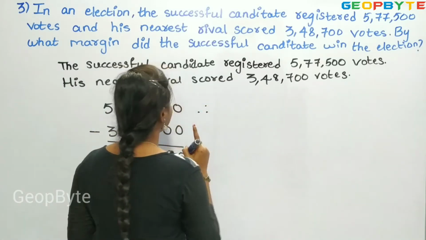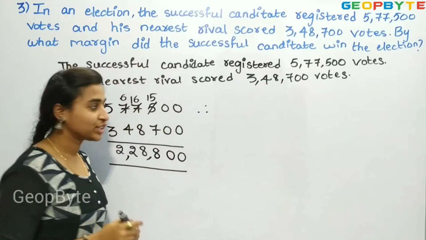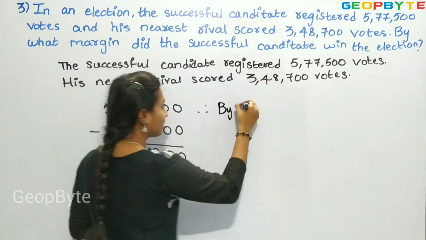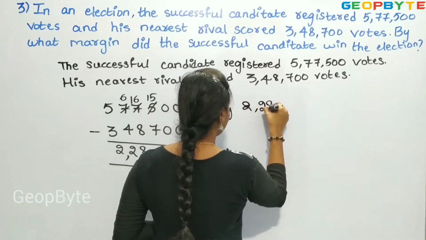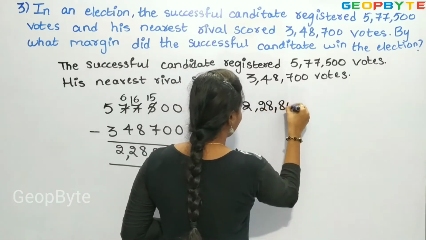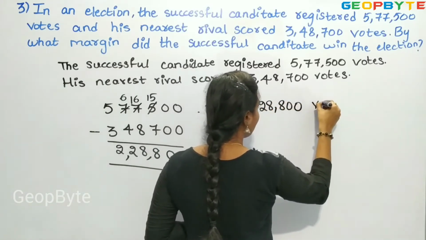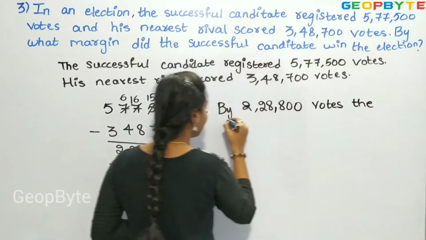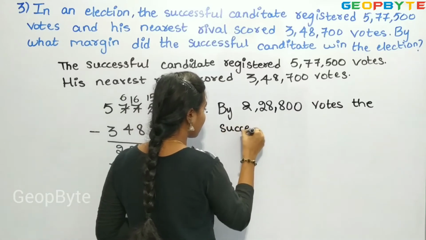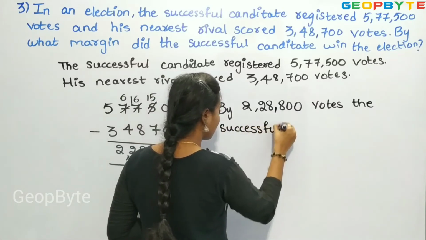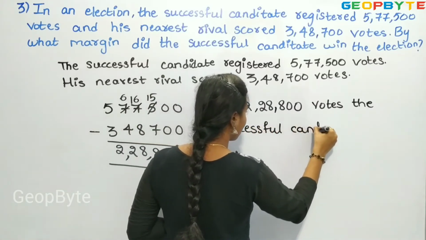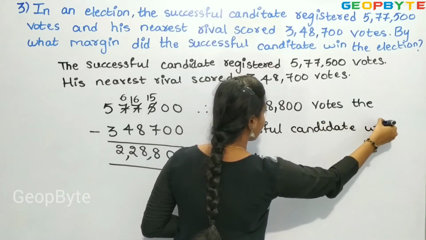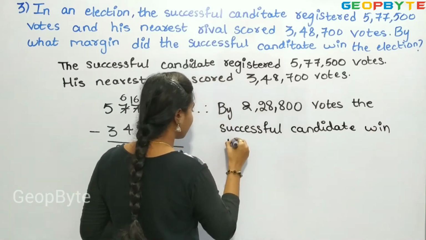By what margin did the successful candidate win the election? By 2,28,800 votes. The successful candidate wins the election.